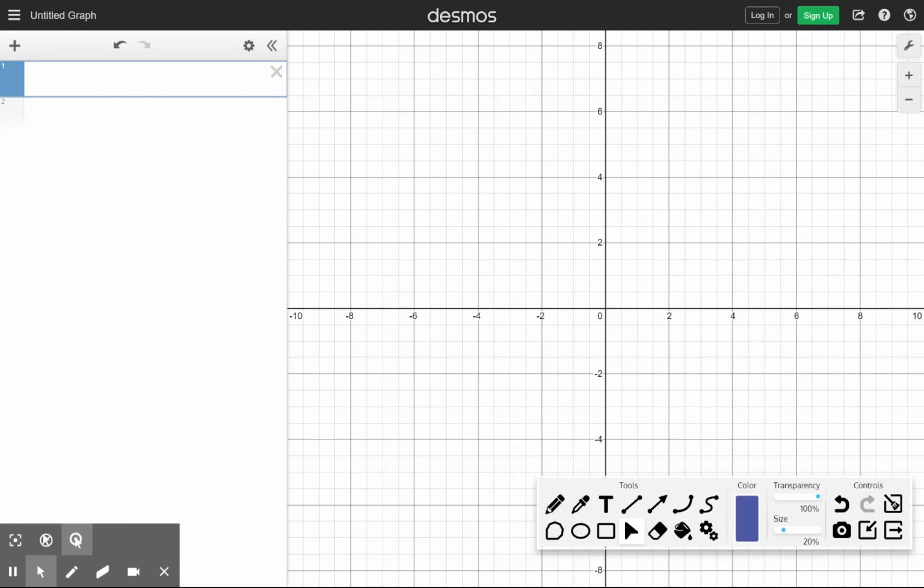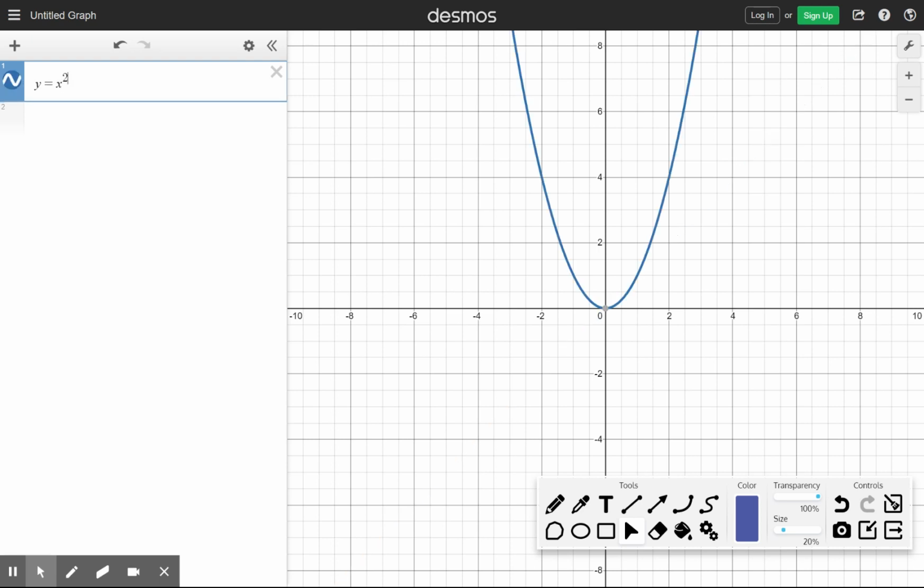Okay, so everybody should go ahead and put this equation into your own Desmos and follow along with me, or put it into your own graphing calculator. Put in y equals x squared. Okay, this is the basic quadratic equation that we're going to be working with.